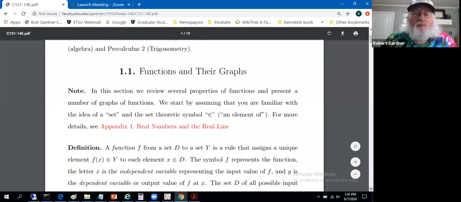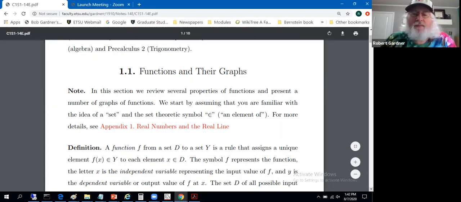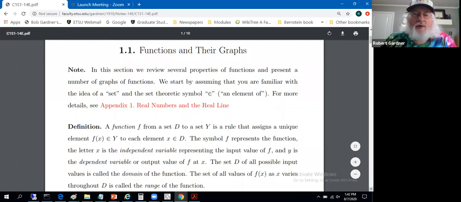Okay, so section 1.1 is on functions and their graphs. So this time, we review several properties of functions and present a number of graphs. So we take these graphs largely as given from what the book has drawn for us. We're not going to do graphing in great depth in this section. We will do graphing in great depth in Calculus 1, but not so much at this stage.